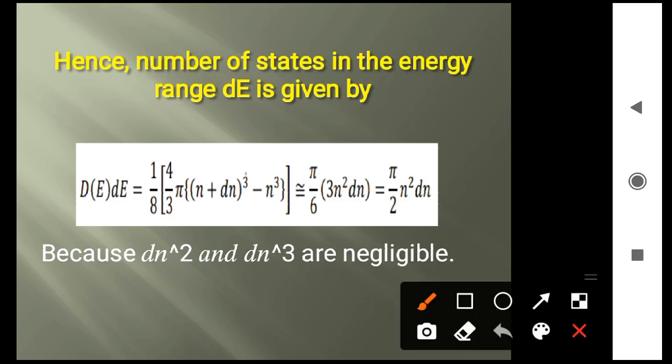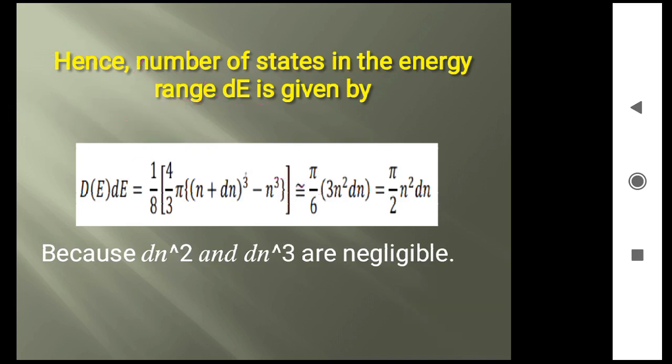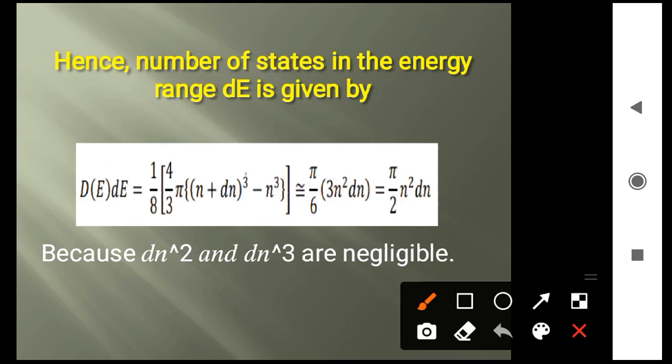I want to calculate the number of states in only the portion dE. How do we get it? If I subtract E from E plus dE, then it gets cancelled out, and we get the dE portion only. So what we did, we subtracted our equations. By subtracting our equations and solving them, we get this: pi/2 into n square dn.